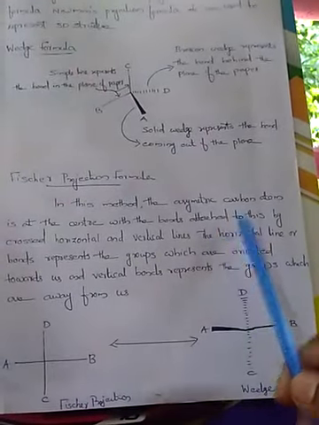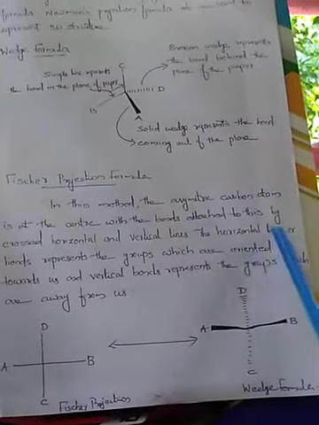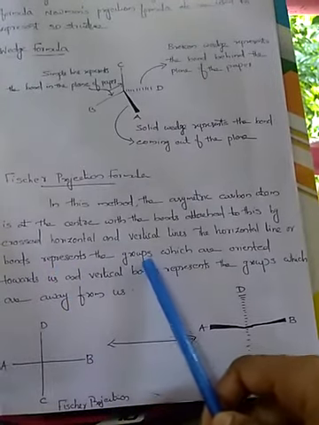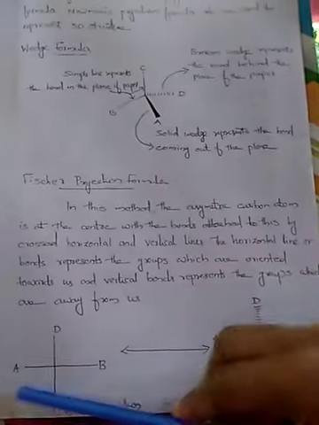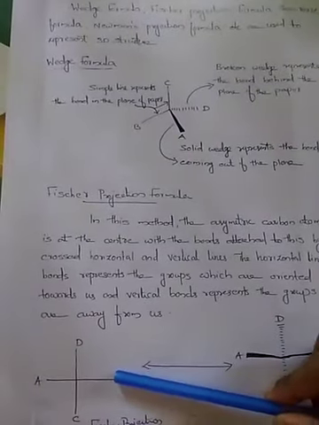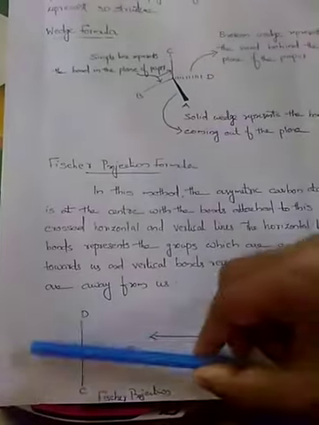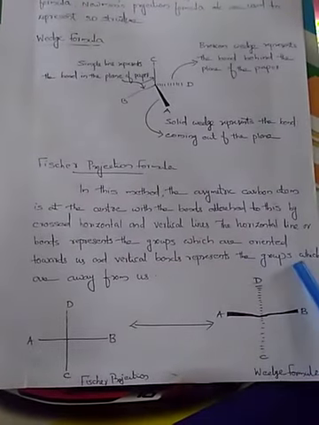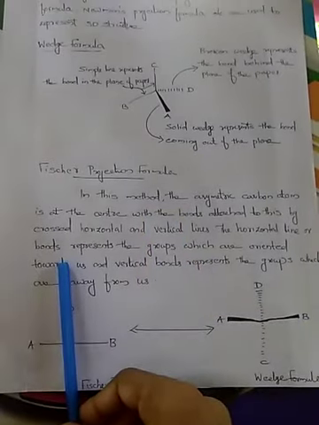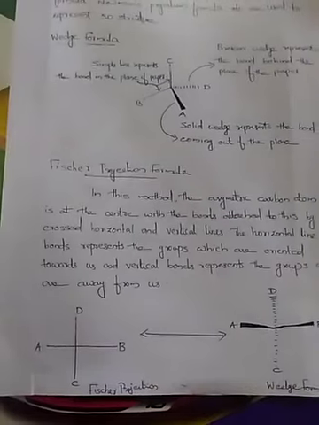Then what does the horizontal line represent? What does the vertical line represent? The horizontal line or bonds represent the groups which are oriented towards us. This horizontal line AB represents the groups which are oriented towards us. And the vertical bonds represent the groups which are away from us. These vertical lines represent the bonds away from us.